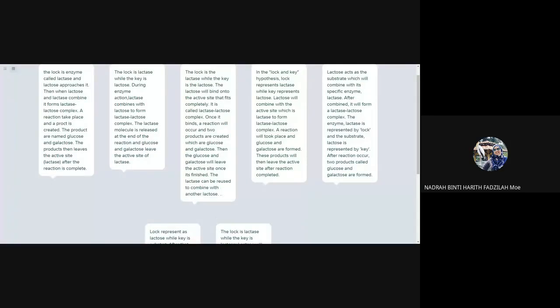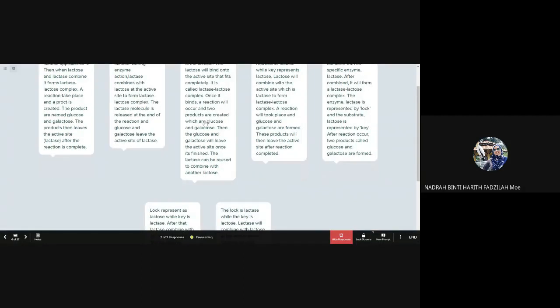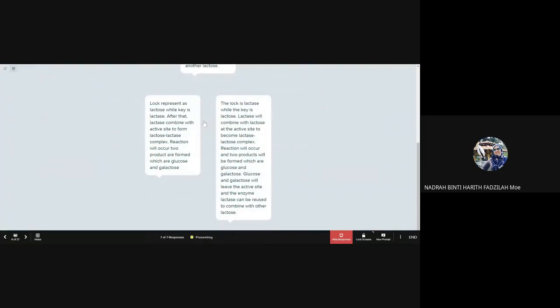Lactase is the log. Lactose is the key. Lactose combined with lactase at the active site that fits completely. Forming, point number 3, membentuk forming lactase complex. Point number 4, reaction occur, two products are created atau two products are formed. Point number 5, the products are glucose and galactose. Point number 6, glucose and galactose leave the active site. Point number 7, lactase can be reused to combine with another lactose.